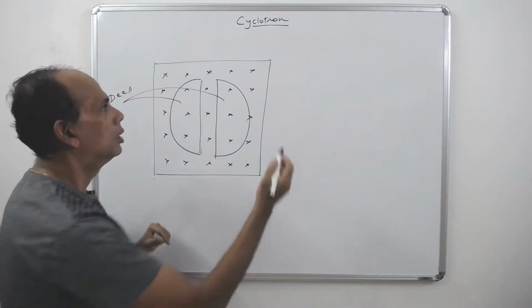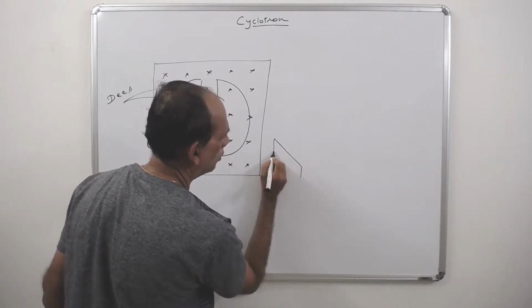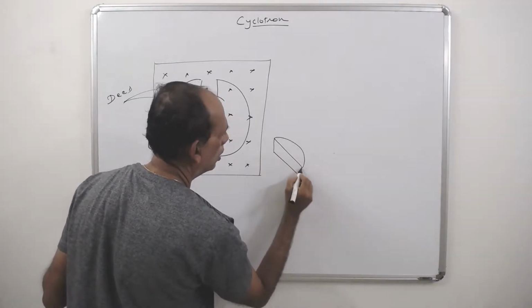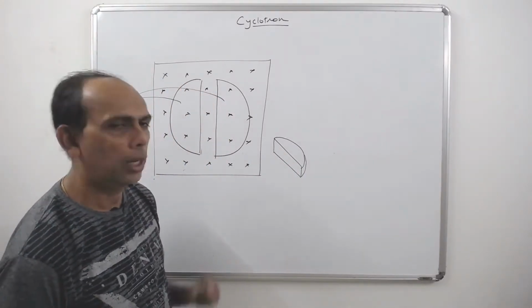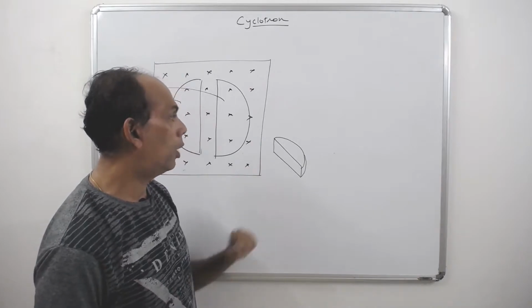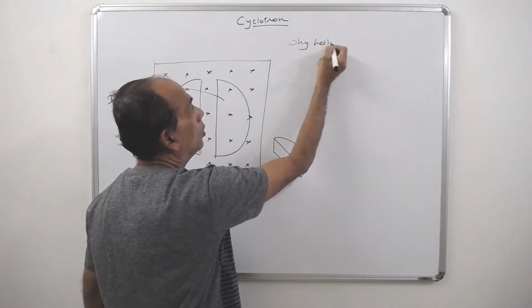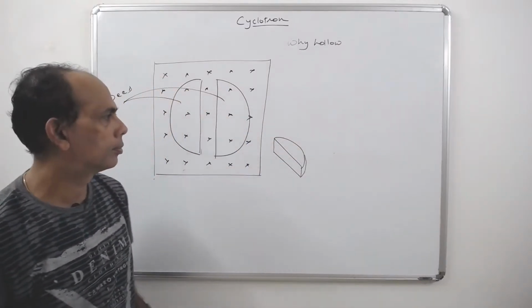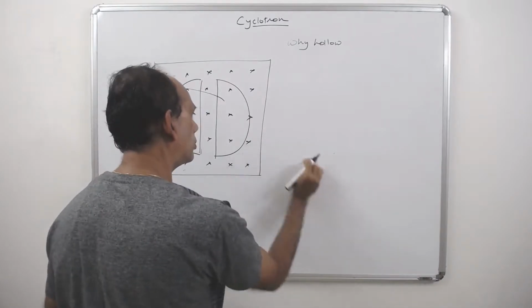I'll show you in 3D. It looks like some kind of thing like this. This is what it looks like. They are hollow and they are metallic. Why hollow? I'll tell you why. They are this way, and this is the opposite side.